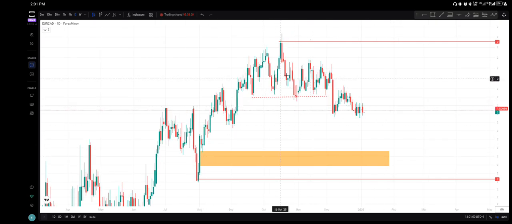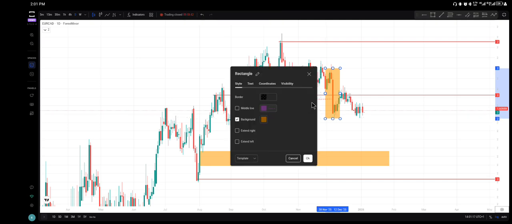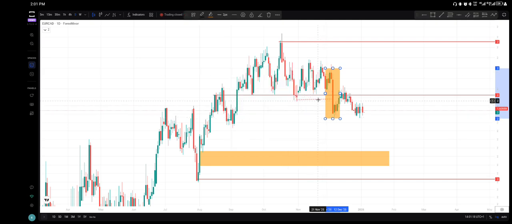So after seeing this kind of massive consolidation around this level, it created a change of character. You can also see this massive selling pressure here, this massive sell candle. I think I should highlight it for you guys. This massive selling pressure here caused a change of character at this point. I think I should mark it out.